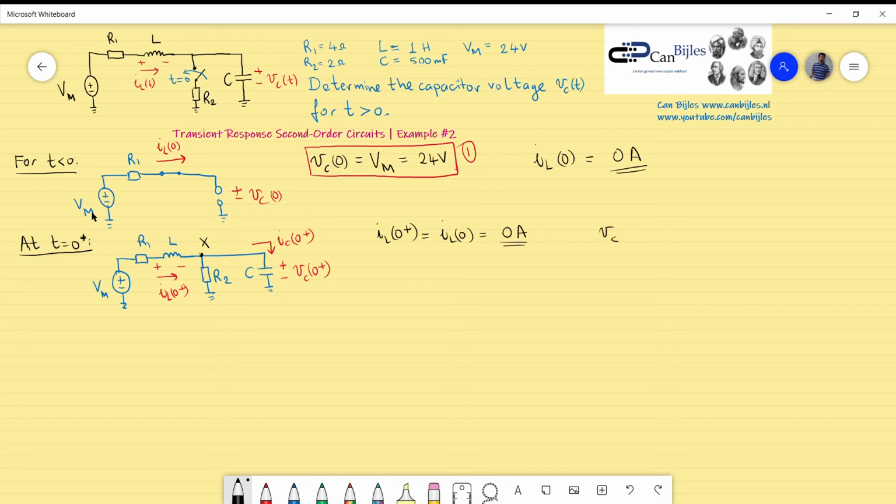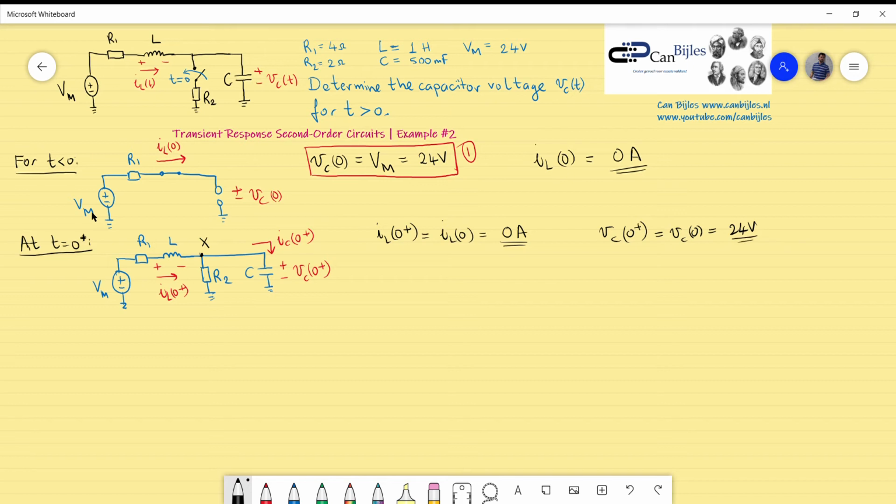For the capacitor, a similar situation holds. The capacitor voltage at 0 plus is the same as at 0 minus, which is 24 volts. So this is a required value for further calculations.